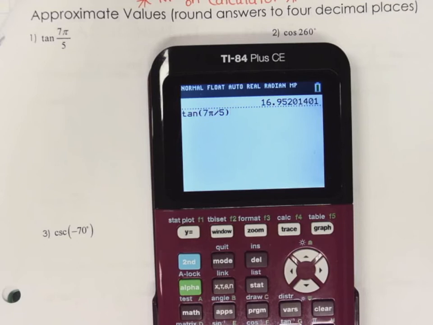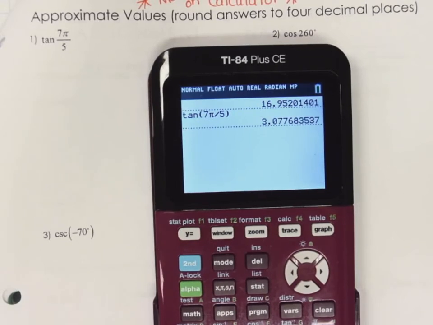Yeah, I haven't hit my equal sign yet. I get the same answer. Yeah, I hadn't hit equal yet. Okay. So I think you need to use your brackets. I think your calculator's doing tan of 7 pi, and then it's dividing your answer by 5. Okay, I think it's the same problem I have right here.